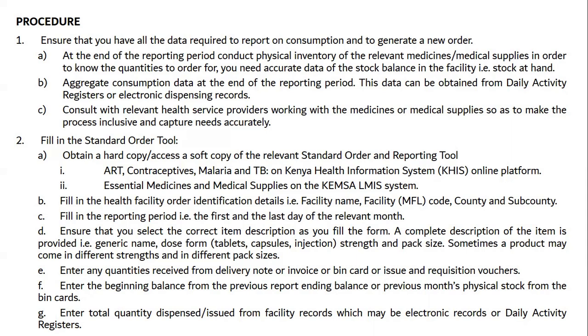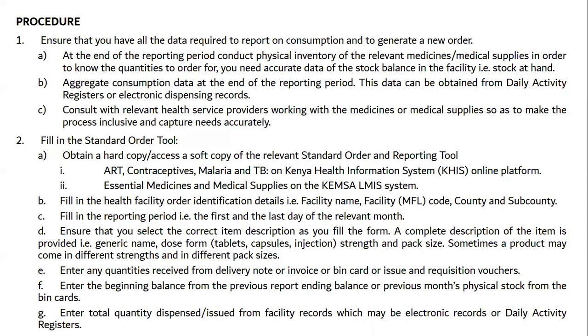Then ensure that you select the correct item description as you fill the form. A complete description of the item is provided. So you have to give the generic name, the dose form, whether tablet, capsule or injection, the strength and pack size. It is important that some products may come in different strengths and pack sizes, so keep that in mind. It's not just a matter of writing azithromycin, as some come in different strengths. So you have to keep the strength and pack sizes in mind as you consolidate this report.